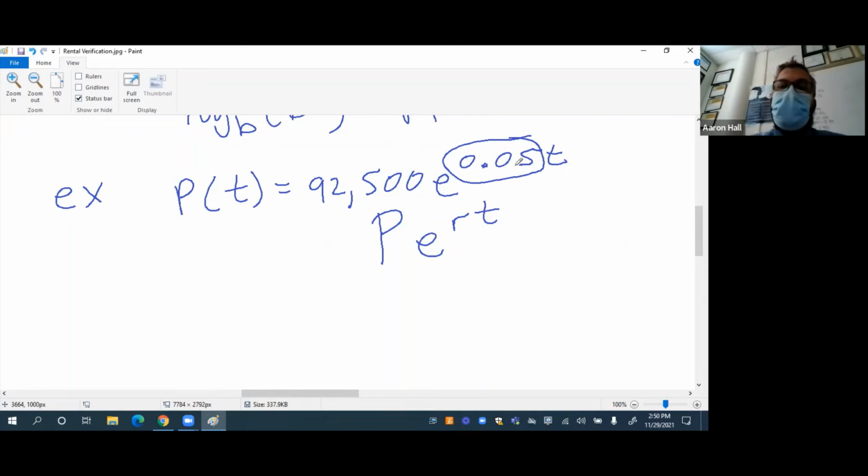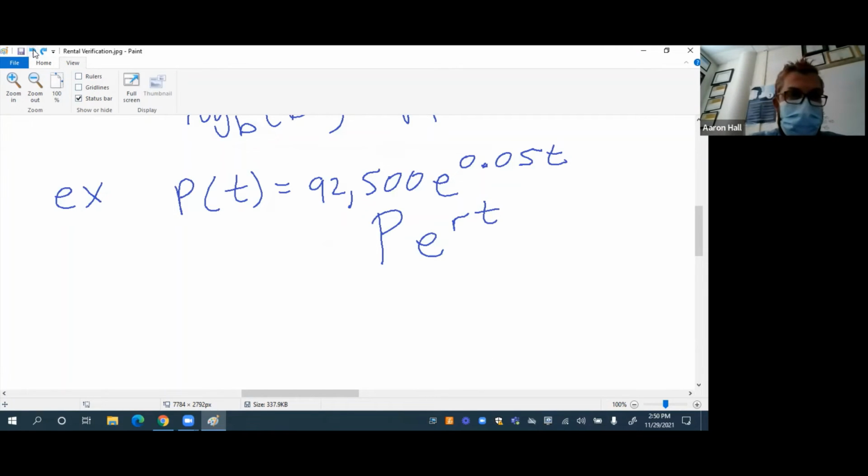What's the 0.05? What does that represent? That's the rate of growth. What is the rate of growth as a percentage? 5%. Yep, we move the decimal point 2 spaces. We see that we have a population growth of 5% per year. And so here, this is our equation.